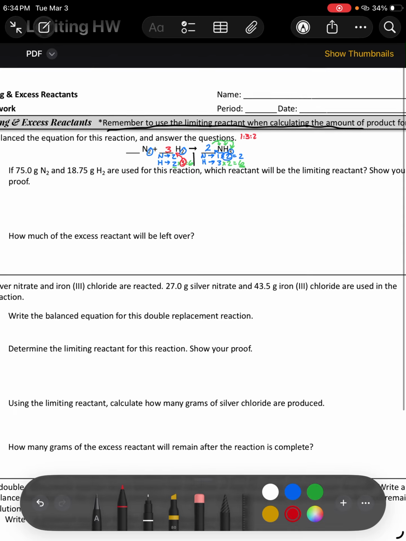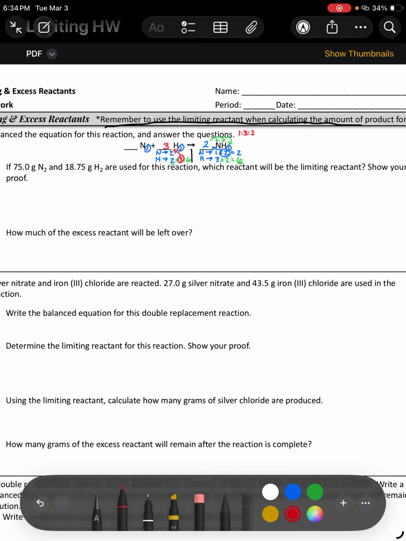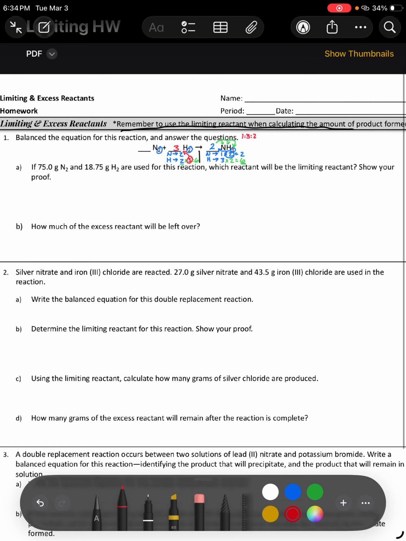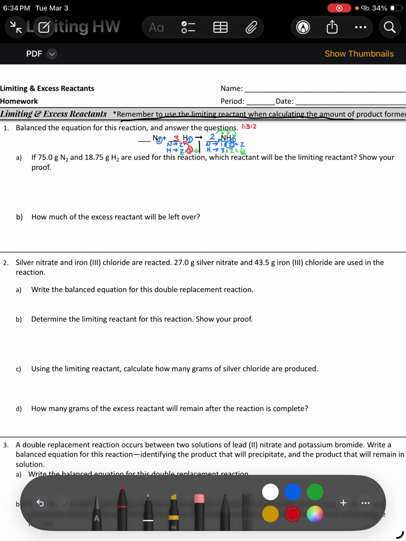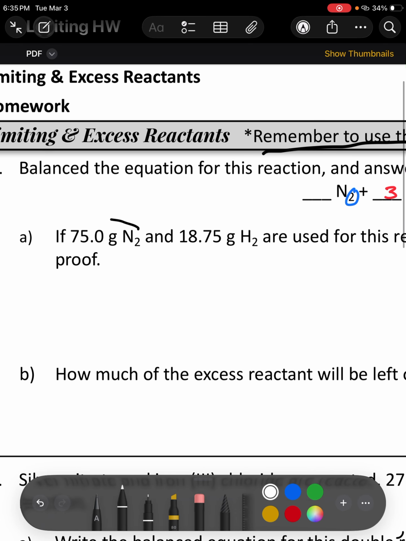If 75.0 grams of nitrogen and 18.75 grams of hydrogen are used for this reaction, which reactant will be the limiting reactant? Show your proof. So let me erase my work right here so it's not distracting. 1, 3, 2. Our first step, we are going to see how much hydrogen we need to react with this, our current given, and then how much nitrogen we would need to react with this, our other given.